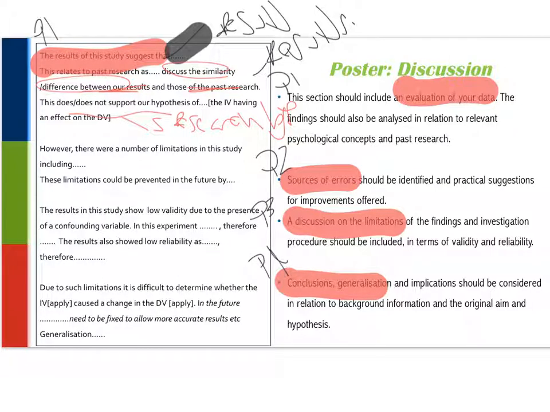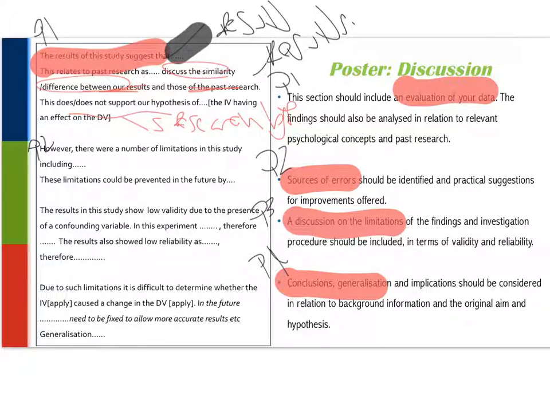So all we're doing is we're saying our results are consistent with past research, and these are the reasons why. It does or does not support our hypothesis. And remember, you don't have to operationalize that last hypothesis down there. So that's paragraph 1. Let's have a look at paragraph 2. Now this one's pretty easy.